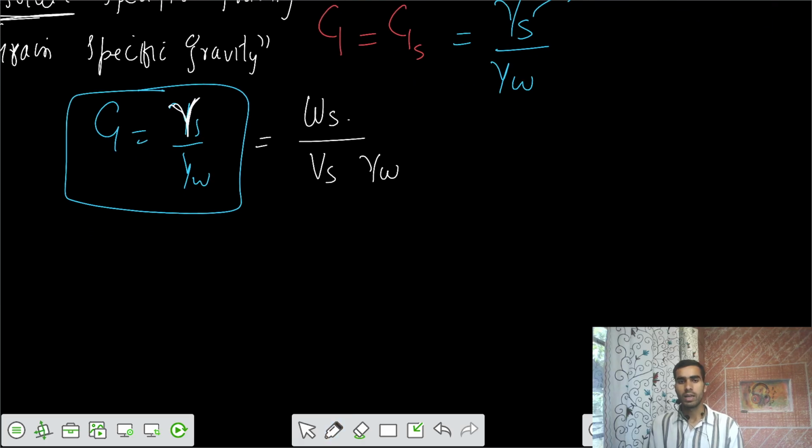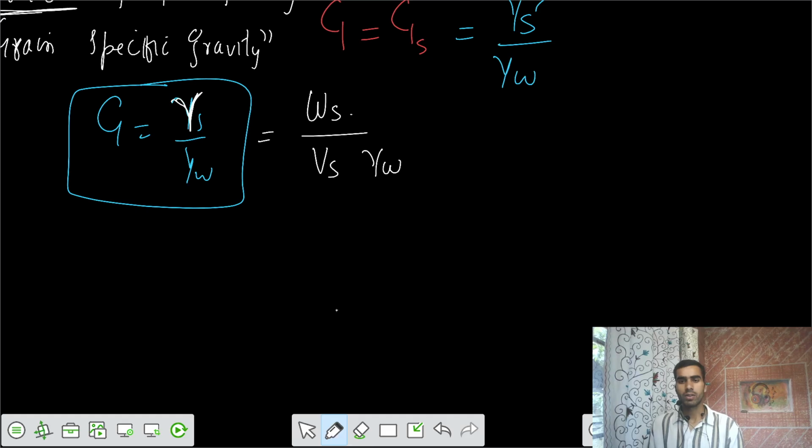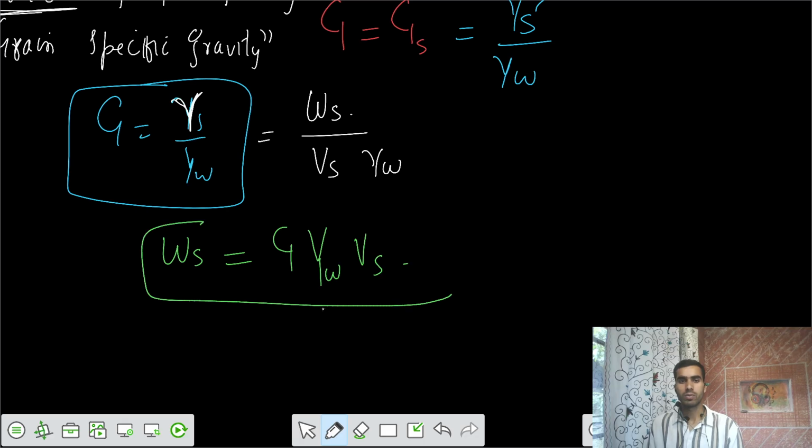So finally, sometimes we can have an equation for the weight of the solids. We can convert it in this way: the weight of the solids is the specific gravity of the solids times gamma W times Vs. G gamma W Vs is one more equation for the weight of the solids. This is an important tool that's used frequently in calculations.